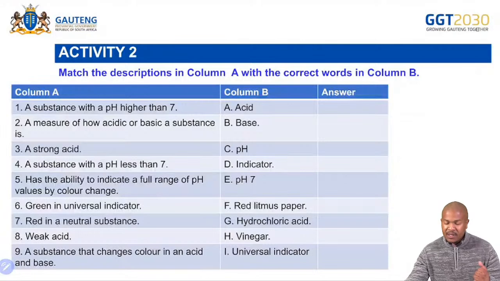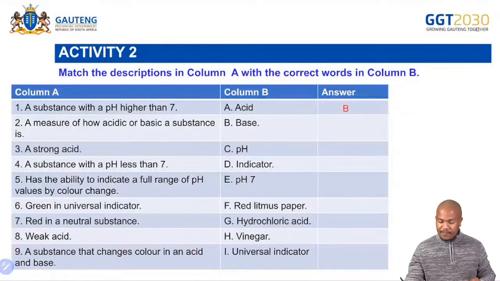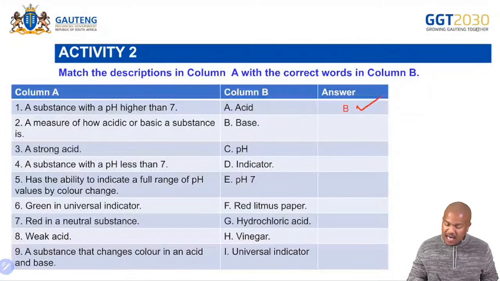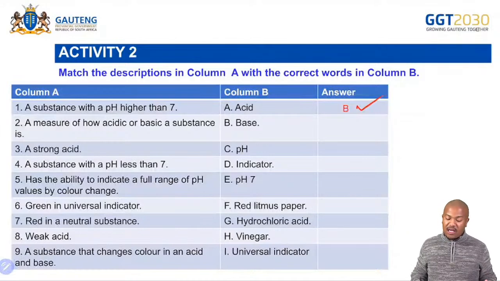Then number 1, a substance with a pH value higher than 7. What is the answer then? The answer is B, right? And what is B? B is a base, right? So it is correct to say that it is a substance with a pH higher than 7.